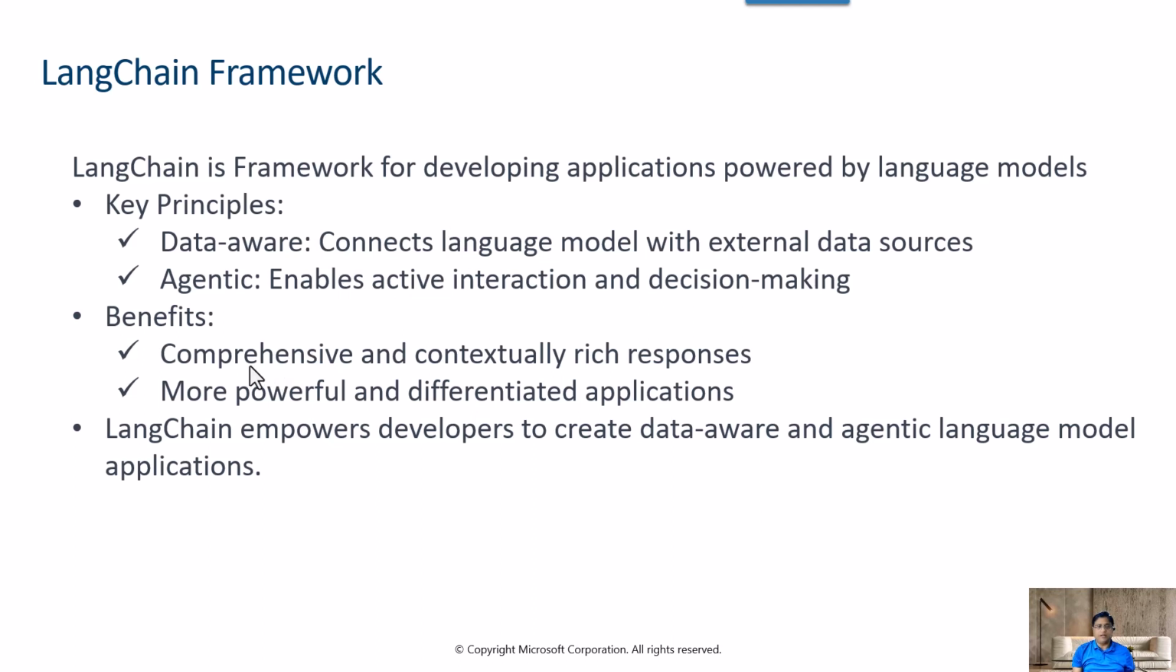So what is the advantage of this? You get comprehensive and contextually rich responses because you are connecting to the data sources, and it is very powerful and creates a very differentiated application which really does wonders. So this way, because Langchain is a framework, it provides all the nitty-gritty and required things for a developer to create this kind of data aware application with agentic language model applications.